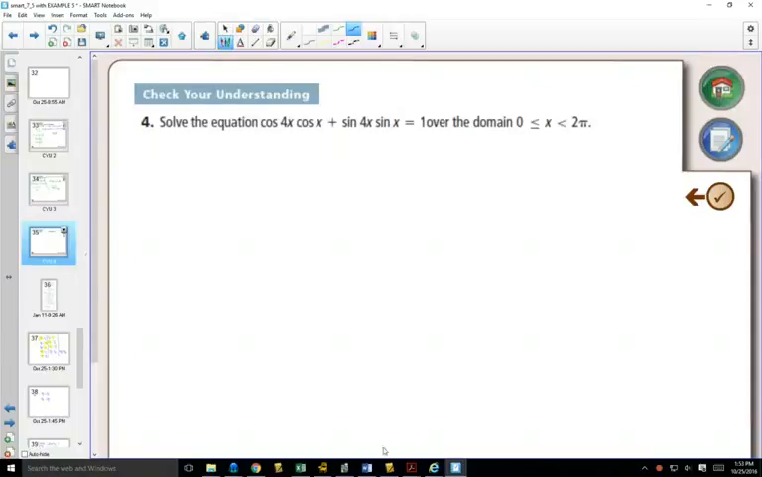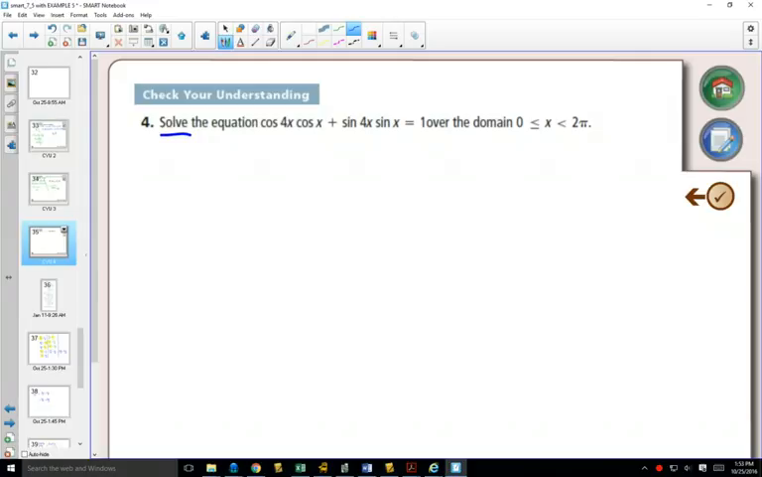Awesome, it worked. Okay. So, example 4, solve the equation. So it's a solve, not a proof. Cos 4x cos x plus sine 4x sine x equals 1. Any suggestions? Anything that you notice?